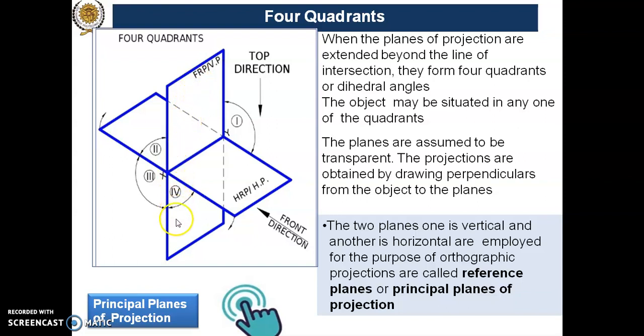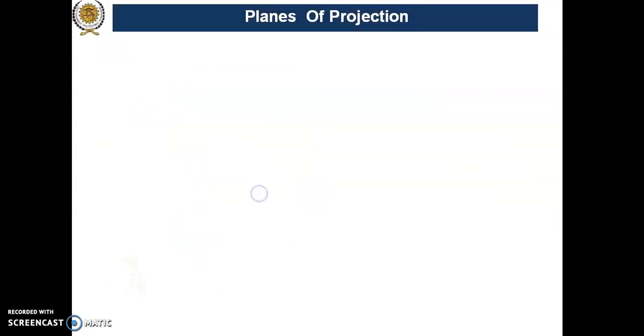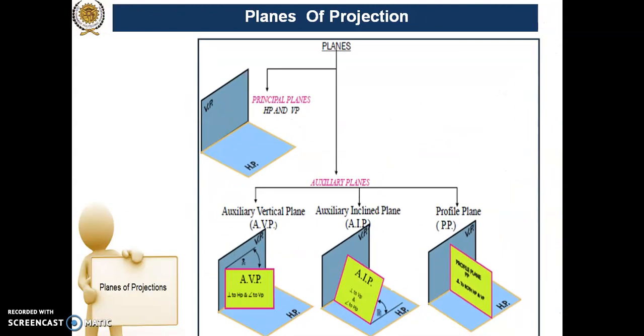This is your vertical plane, which is vertical in nature. It is also called the frontal reference plane, and this is the horizontal plane. It is denoted by HP and here it is denoted by VP. Here the vertical plane is denoted by VP and the horizontal plane is denoted by HP. These planes intersect each other at right angles, and the line of intersection is called the reference line.